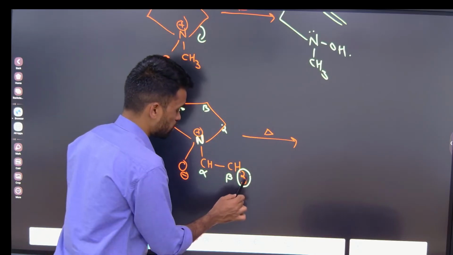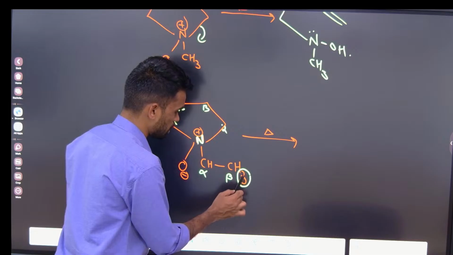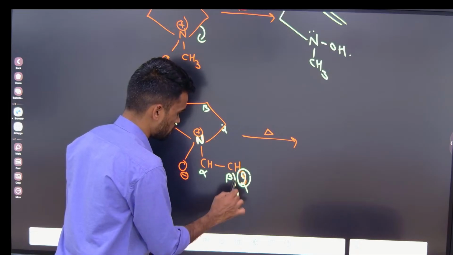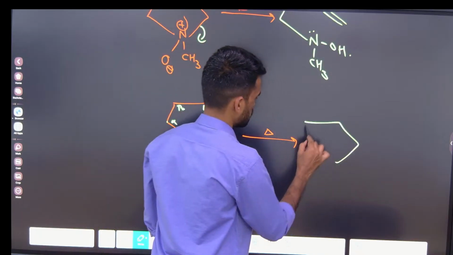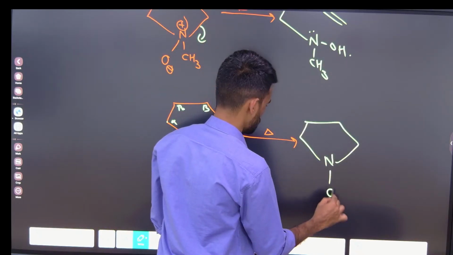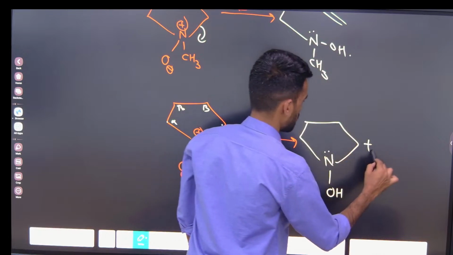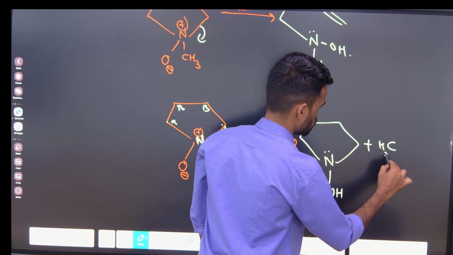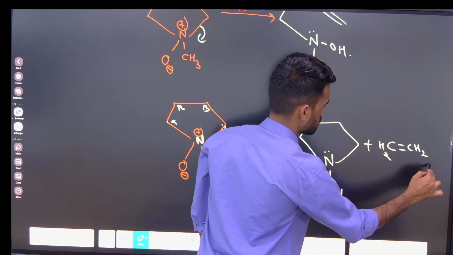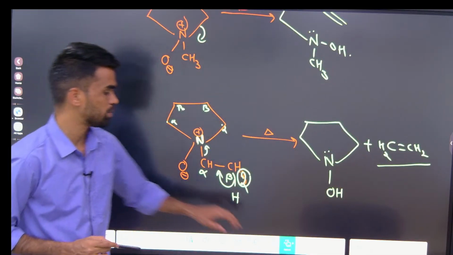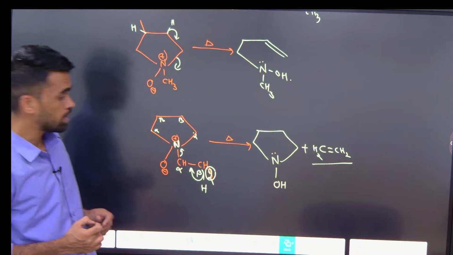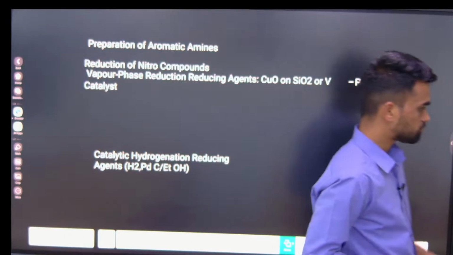So that beta proton is removed from here, like out of these three, one proton is removed and you are going to get OH, like this place, CH2 double bond CH2. So this is the alkene formed as your major product. I hope you got what I am explaining in the Cope elimination. Okay, right, let's move forward.